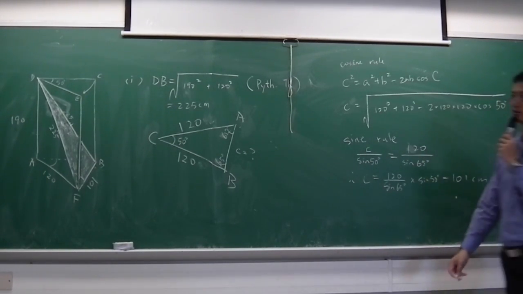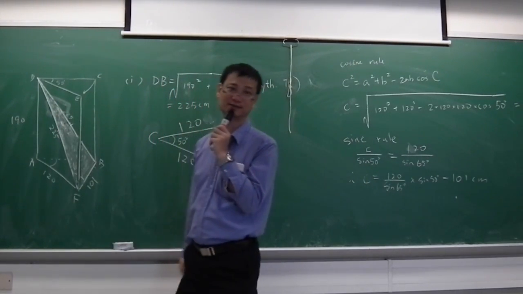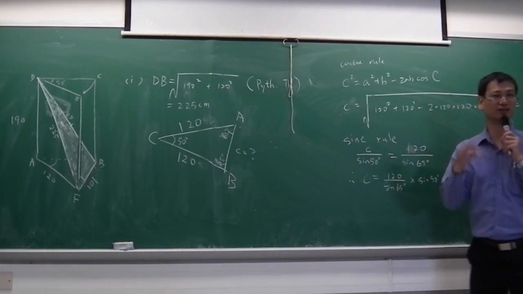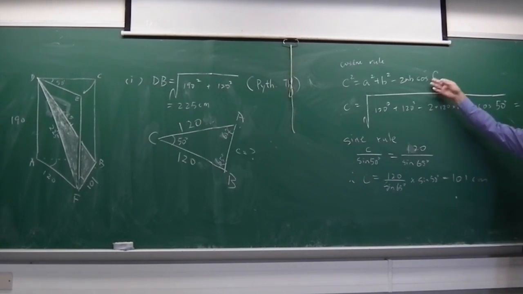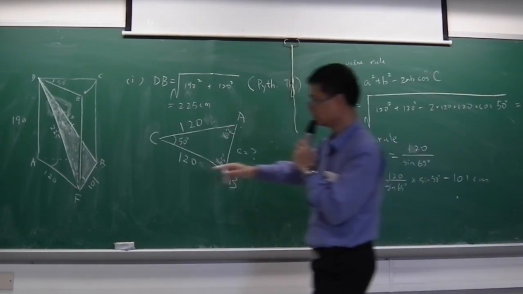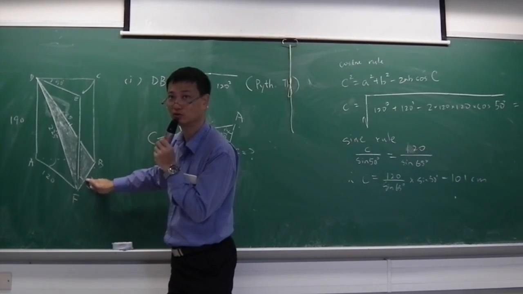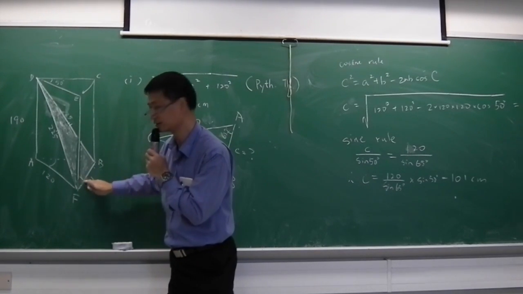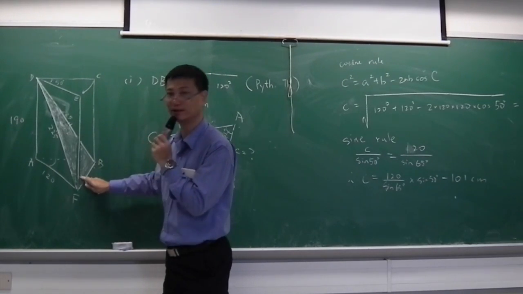Now, we have that triangle, and we know the length of the three sides. So how to find that angle? In this case, we don't have any choice. We have to use the cosine formula like that. Now, we are going to find this angle, BFD, this angle. So we first pick up the side that is opposite to that angle.